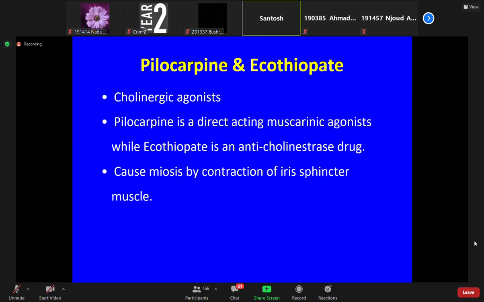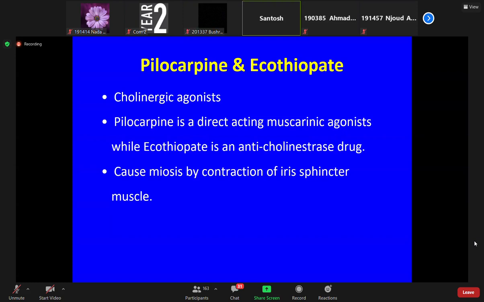And as you know, these are parasympathetic. So one action will be on the iris muscles. It will stimulate the sphincter pupillae muscle and lead to miosis. Because it's a cholinergic agonist, it will lead to miosis by causing contraction of the sphincter pupillae muscle. Is that clear? Doctor, can you explain why ecothiopate is indirect acting?